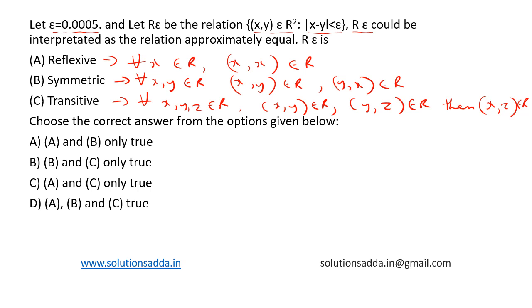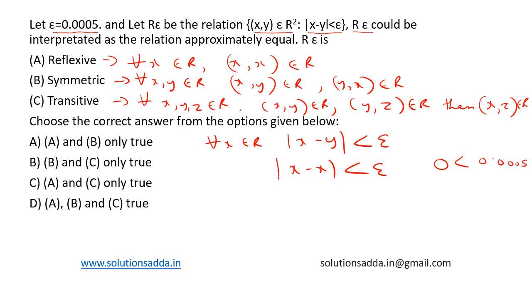Now let's see which properties are satisfied by this relation. For it to be reflexive, for any x belonging to R, modulus of x minus y should be less than epsilon. Here we are taking y as x only because we are considering the reflexive relation. So for any x, modulus of x minus x is less than epsilon. This is true because 0 is always less than 0.0005. So the relation is reflexive.